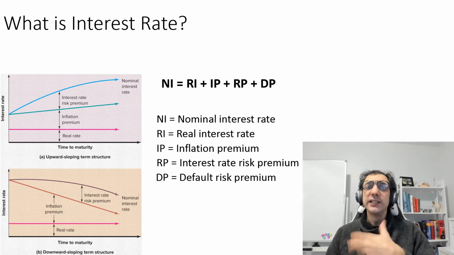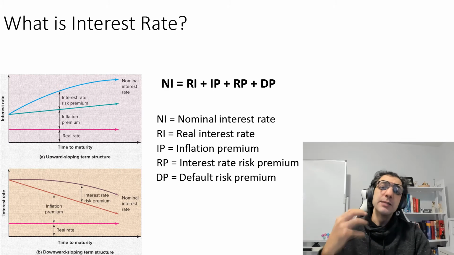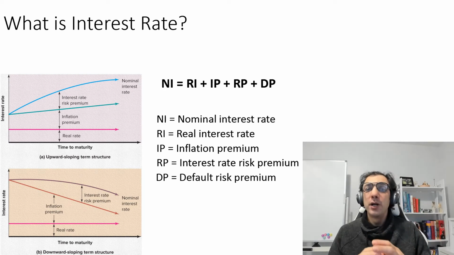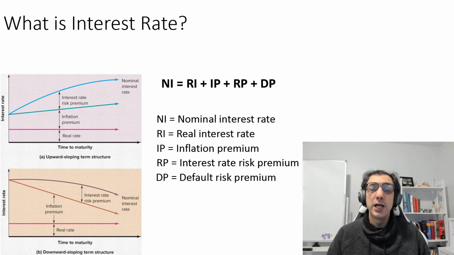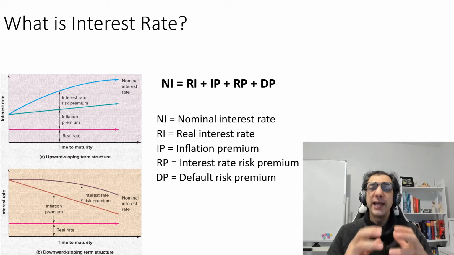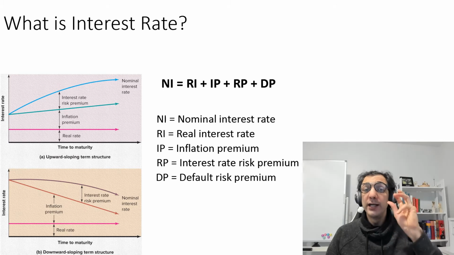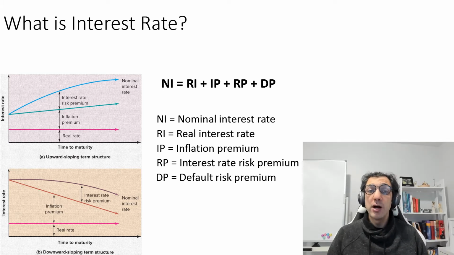And finally, the default risk premium also has impact on the nominal interest rate. What is the default risk? That's the chance that the borrower is not able to pay you back interest or the principal, original money that you lent. Again, this is called the term structure of interest rate, which is showing the relationship between the time to maturity and interest rate. However, remember, the major determinant factors are several items.